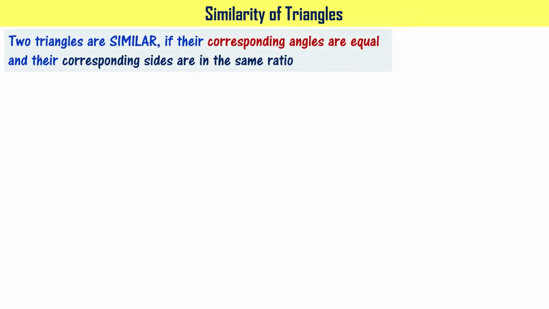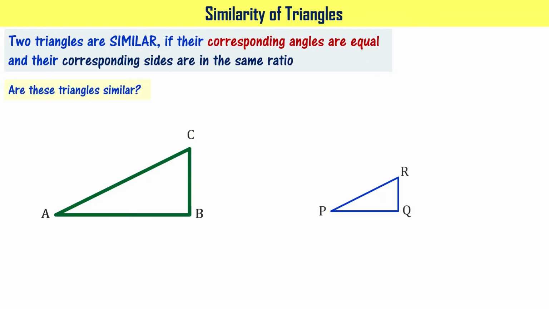Two triangles are similar if their corresponding angles are equal and their corresponding sides are in the same ratio. Please note this point. Let me draw two triangles. One is triangle ABC and other is triangle PQR. Now the question I have is, are these triangles similar? To say whether a given pair of triangles is similar or not, we have to first check whether their corresponding angles are equal, then see whether corresponding sides are in the same ratio or not. Let us do that first.